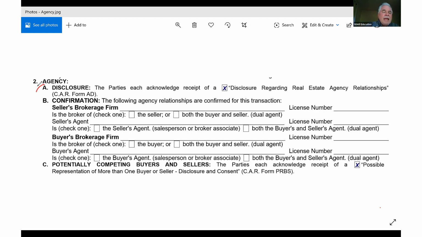Paragraph number 2A says very simply, disclosure. The parties each acknowledge receipt of the what? Disclosure regarding real estate agency relationships form. Okay, that's what we've been talking about.